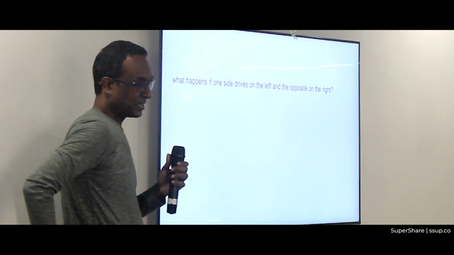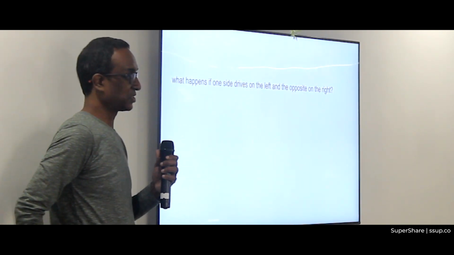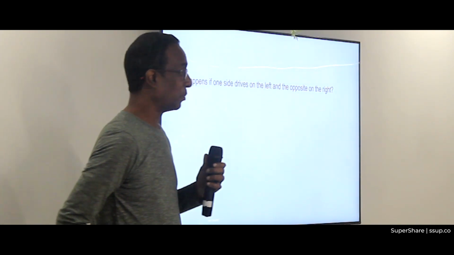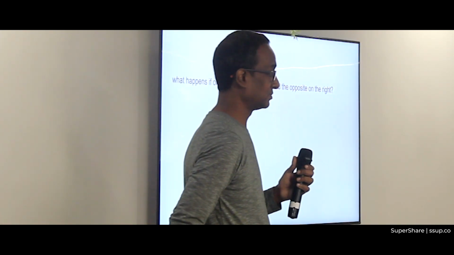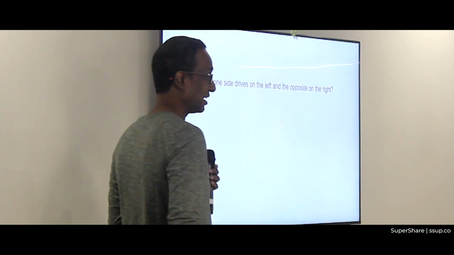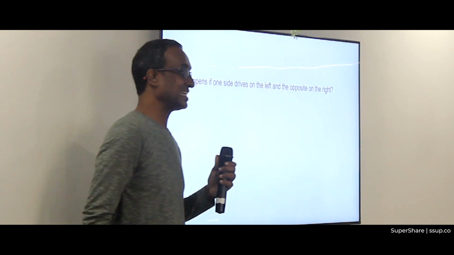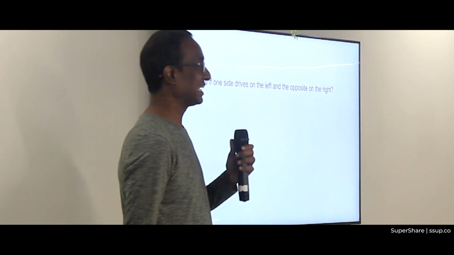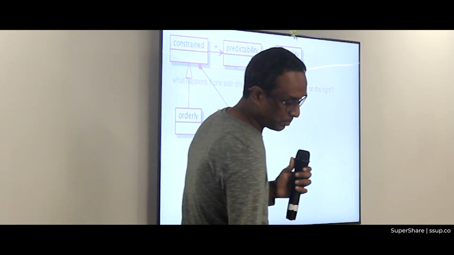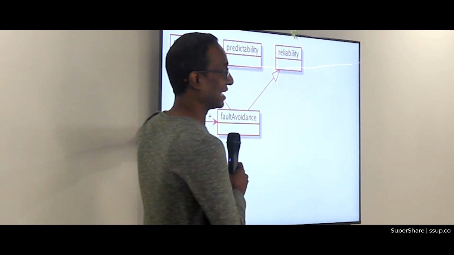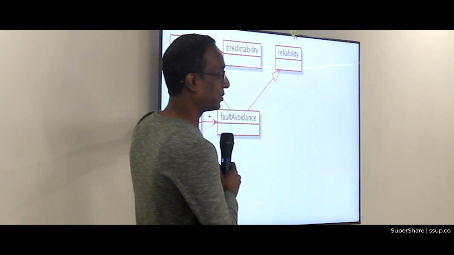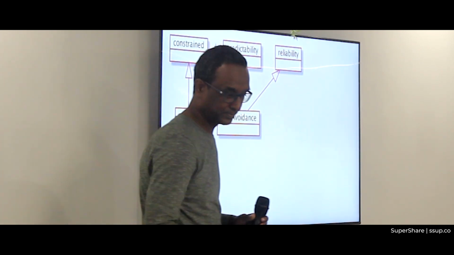What happens if one side drives on the left hand side and the other side drives on the right hand side? Both are following the rules. So just having rules is not sufficient. The rules have to be consistent with each other. Such quality is what I'm calling order. Orderliness is a good property to have for your systems.